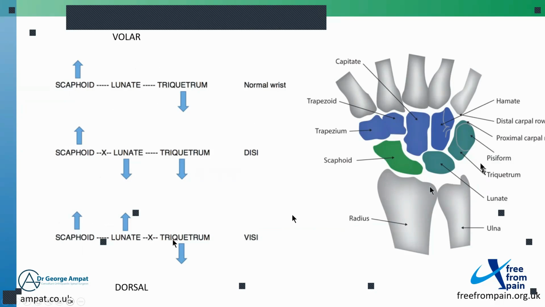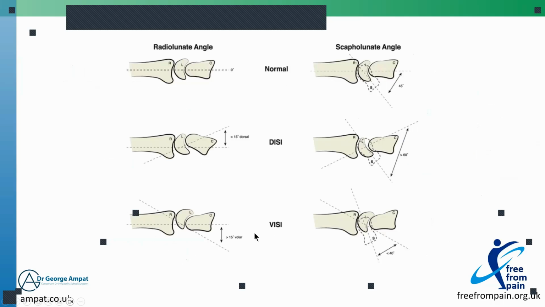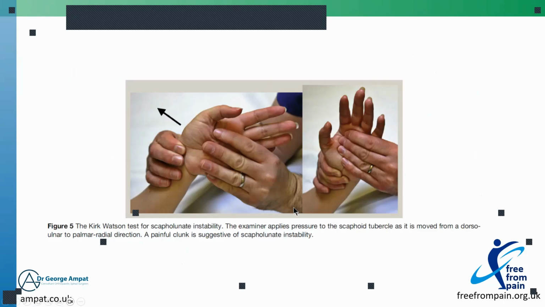Equally, if the ligament between the lunate and the triquetrum is damaged, then the scaphoid and lunate move together, and the triquetrum moves independently. It's not like a seesaw anymore. So this damage here is called DISI. This damage here is called VISI. So this is what happens on the side. In a normal wrist, you should maintain the lunate and capitate angle, but you can see the angle changing when there is a DISI or a VISI deformity.